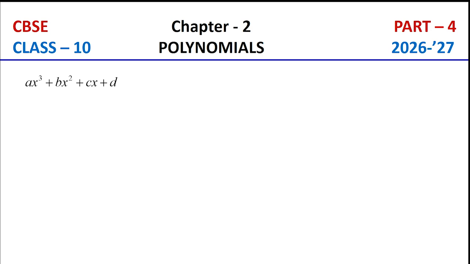a cubic polynomial, and we know that the general form of a cubic polynomial is ax cube plus bx square plus cx plus d. Let's consider one example, y equal to x cube minus 4x. In this case I am going to take three examples. First example is y equal to x cube minus 4x. Second example is y equal to x cube minus x square, and the third example is y equal to x cube. In all these three cases, we will find out the zeros of the polynomial.